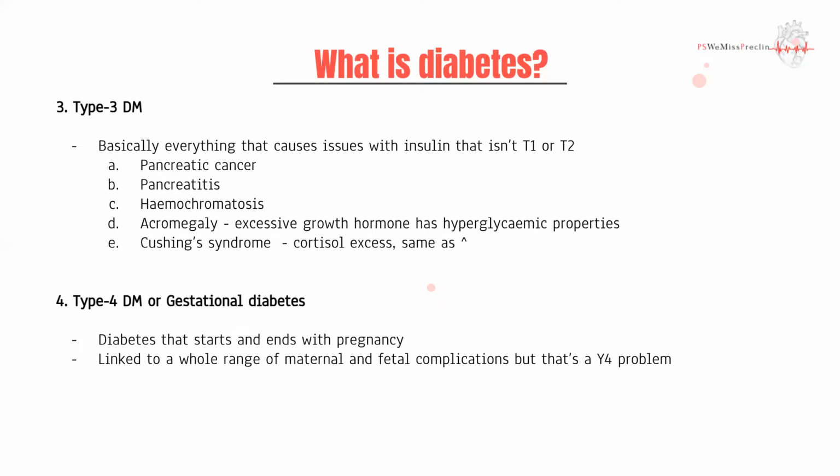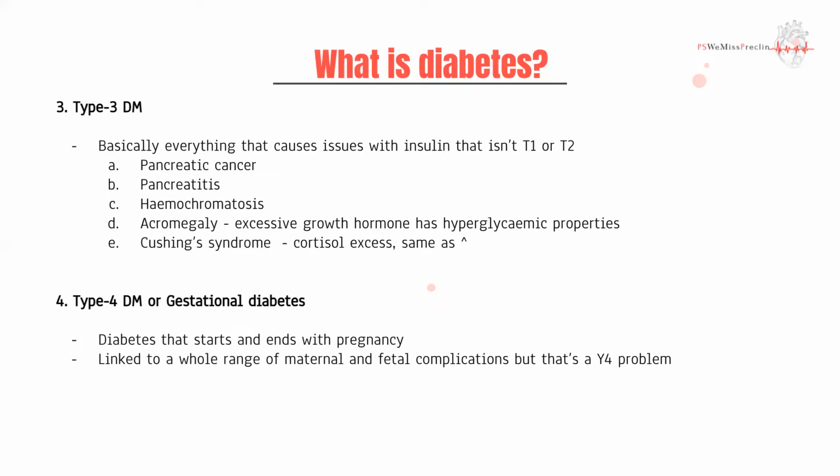And same thing with Cushing syndrome. And next you have type 4 diabetes, or gestational diabetes. Quite typically it only happens in women. It starts and ends with pregnancy. So usually if it's just gestational diabetes, it has a good prognosis.